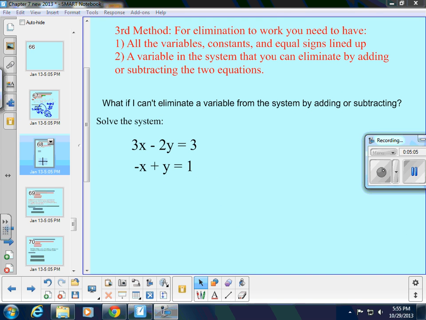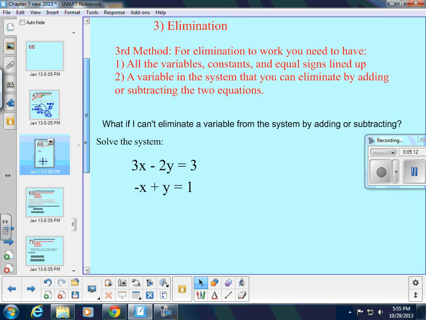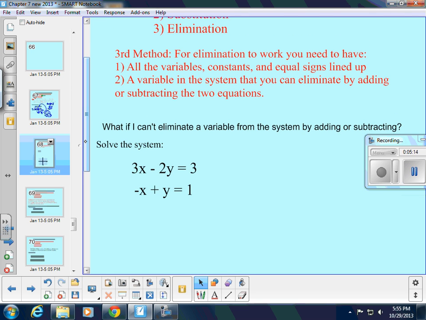So that first problem was just a little bit of review, just reminding us what it looks like when we're going to use elimination. But now, what does it mean by multiply first to solve a linear system? It says here, what if I can't eliminate a variable by adding or subtracting? Looking at the system I have right now, I've got 3x minus 2y equals 3, and negative x plus y equals 1. If I try adding or subtracting them together, it's not going to eliminate either of my two variables. And remember, that's what I need for elimination to work.